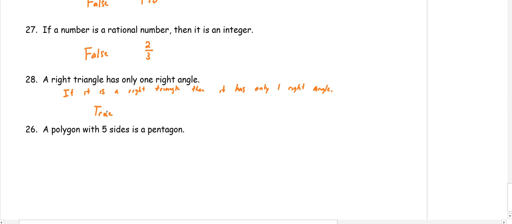Number 29, a polygon with 5 sides is a pentagon. So if it is a polygon with 5 sides, then it is a pentagon. Of course, this statement is also true because all 5-sided figures are pentagons. That's the name for a 5-sided figure.